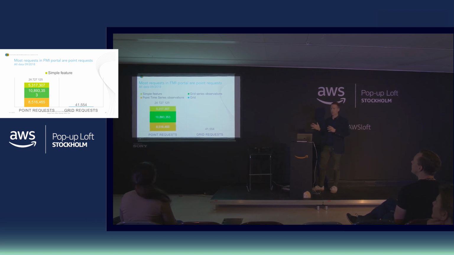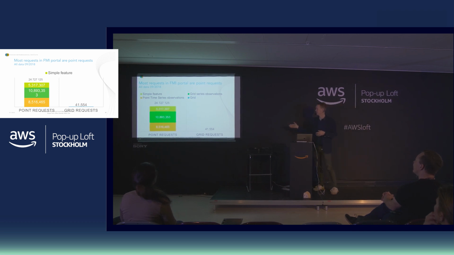shows how requests are divided in our FMI open data portal for all datasets. Left column is for point requests, and this is for 1 month, September 2018. The same data is available in 3 different point data formats. And from there you can see that we get roughly 25 million point data requests in the open data portal.